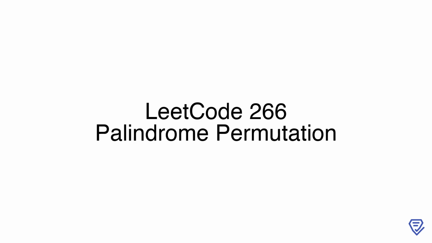Welcome to this coding challenge walkthrough. Today, we will explore problem number 266, titled Palindrome Permutation. This problem is an essential exercise for understanding string manipulation and hashing techniques. Let's dive in and break it down step by step.